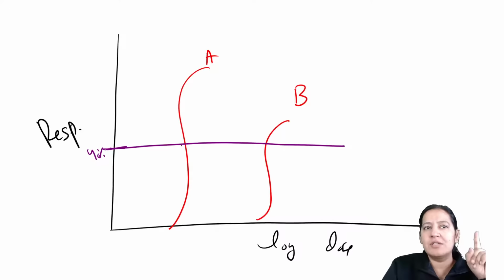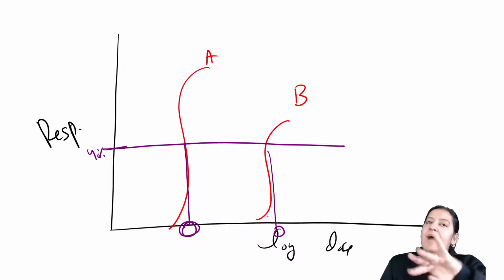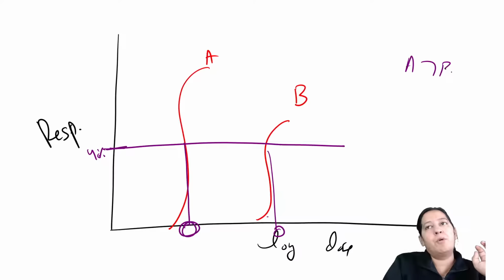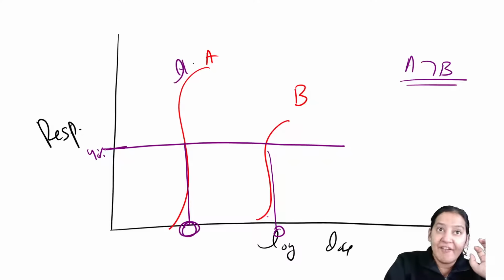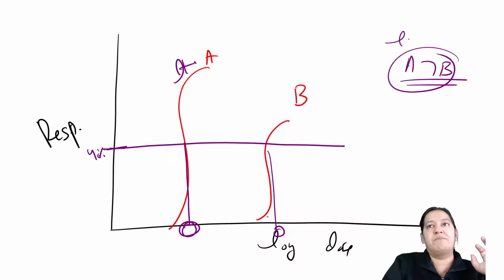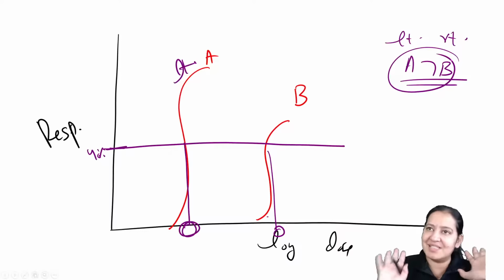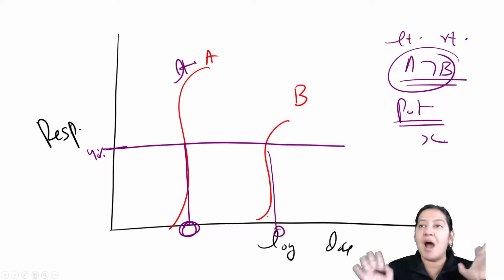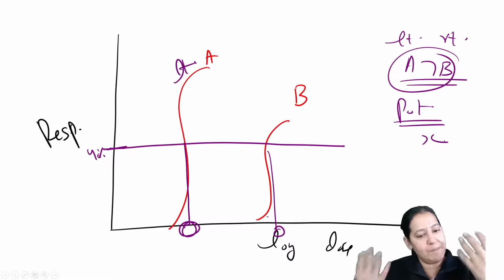So at this 40% of the response, drug A is needed in this dose and drug B is needed in that dose. The drug which is required in less dose is more potent. So A is more potent than B, potency wise. The drug which is on the left side is more potent as compared to the drug which is present on the right side. This is the summary of potency, and potency is measured on the x-axis because it is the amount of drug which is needed to produce a particular response.